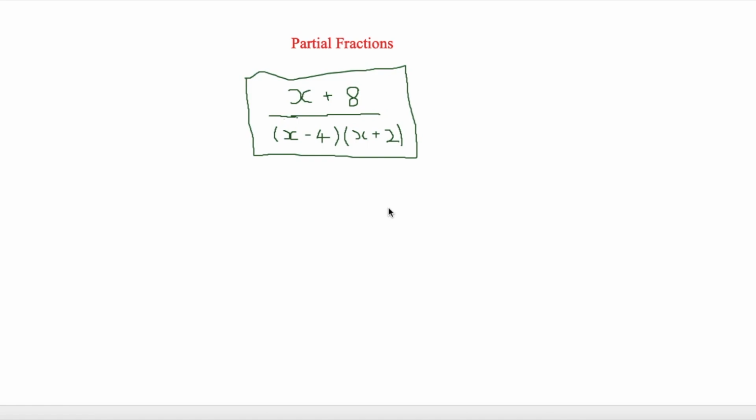In this video we are looking at partial fractions. The best way to look at partial fractions is just to do a few examples, and we have lots of different types of examples which will require slightly different methods.